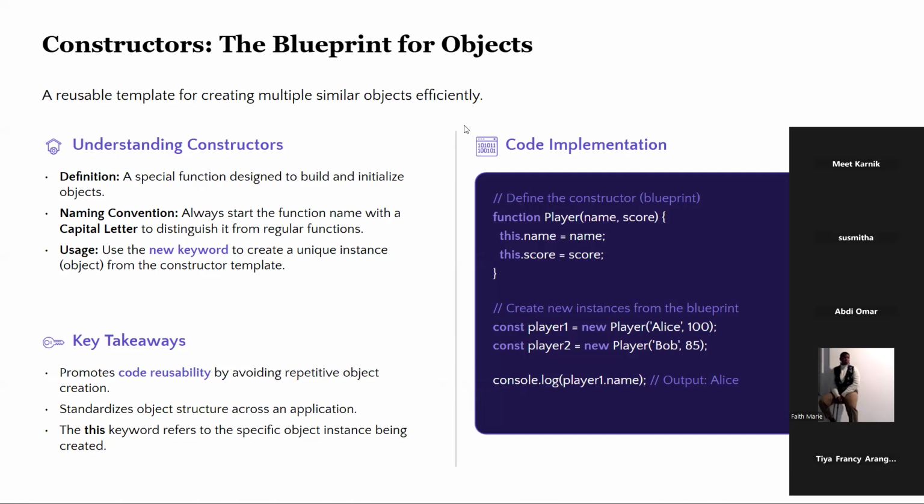So these are constructors. Now, what are constructors? They're just like a blueprint for creating objects. Constructors are nothing but a special function that is basically a blueprint for creating multiple similar objects efficiently. A constructor is a special function which is used to build and initialize objects.